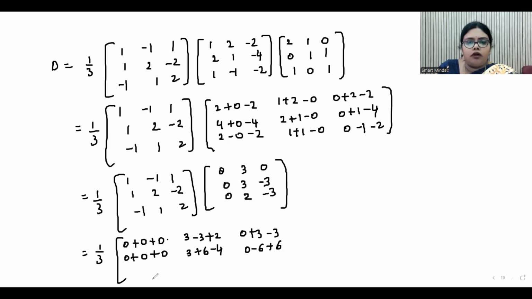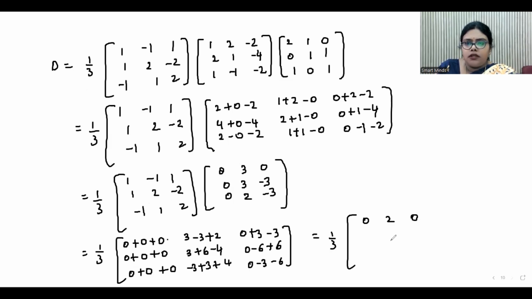Now third row third column. 0 plus 0 plus 0. Then minus 3 plus 3 plus 4. Then 0 minus 3 minus 6. So this is 1 by 3 into [0, 2, 0; 0, 5, 0; 0, 4, -9]. So this is the diagonalized matrix D.